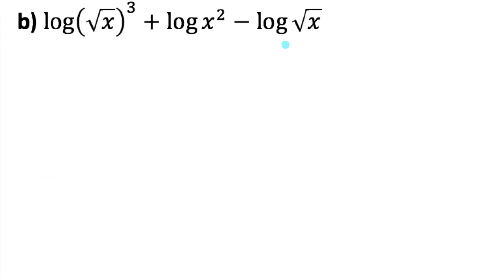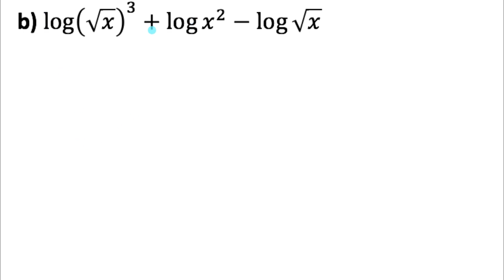B, I've got 3 terms here. I need to write this in as simplified a form as possible. So if there are any laws I can use to combine these terms, I want to do that. Well, notice all 3 logarithms are the common logarithm, meaning they're all base 10 logarithms. So I can use the product and quotient laws.